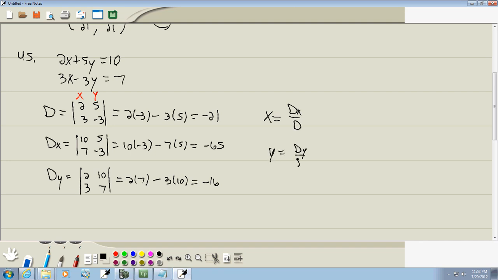Okay, so our answer, x is going to be Dx over D, and y will be Dy over D. Well, Dx we said was negative 65, D was negative 21. Negatives cancel, and we got 65 over 21. Dy was negative 16, and D again was negative 21, which gives us 16 over 21. So our answer, the x part first, 65 over 21, and then 16 over 21.